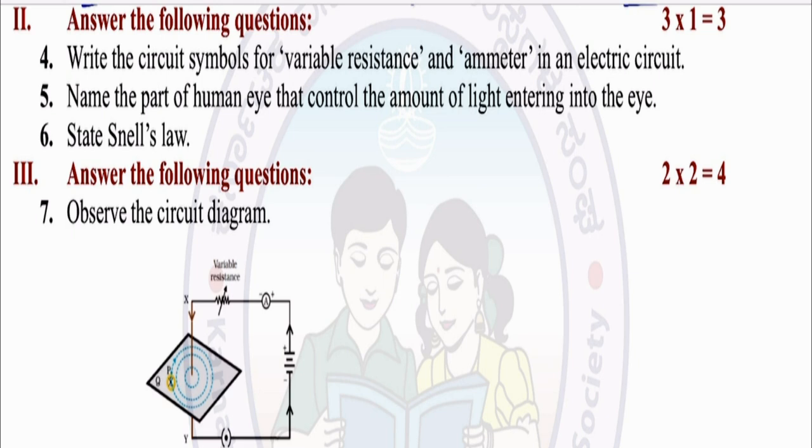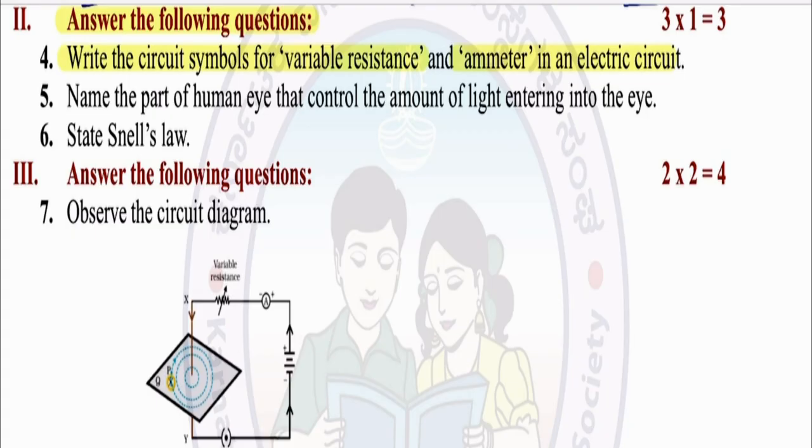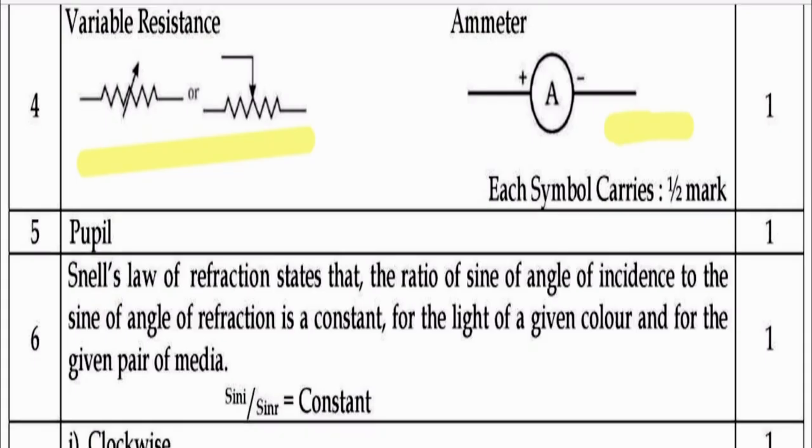Second main, answer the following questions. Question number 4. Write the circuit symbols for variable resistance and ammeter in an electric circuit. Here is the variable resistance and the ammeter is given here. Fifth question. Name the part of human eye that controls the amount of light entering into the eye. Answer is pupil.